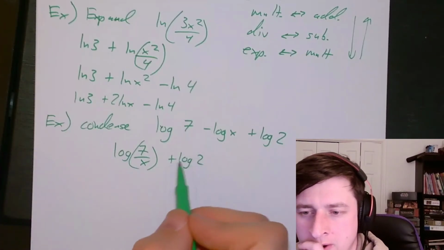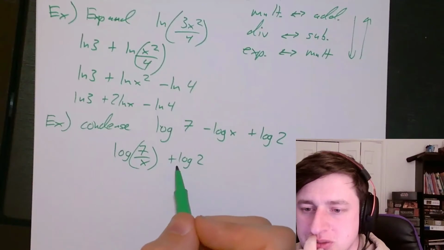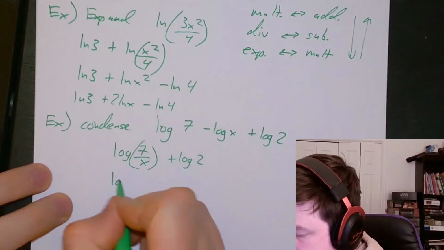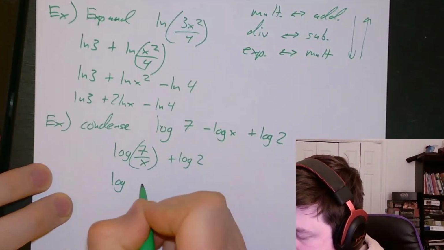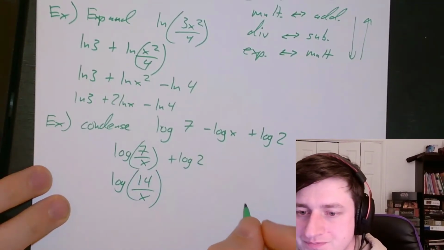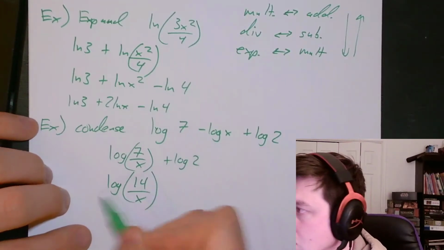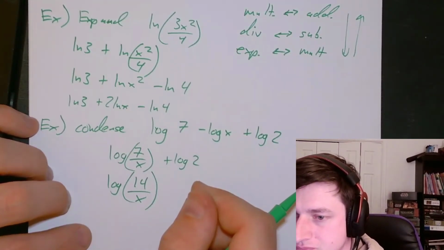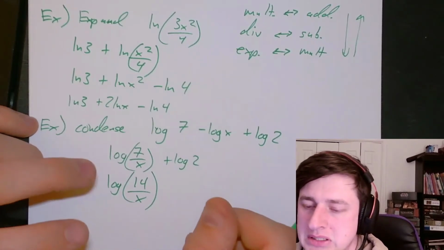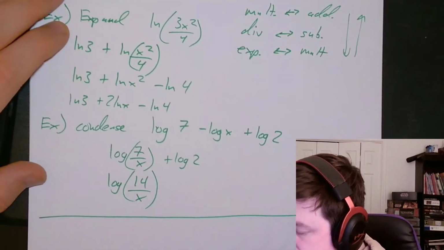And then this addition becomes multiplication. Log 7 times 2 is going to be 14 over x. And that would be our final answer. We condense these 3 logarithms into a single logarithm. Why would we want to do that? It'll probably make solving easier in some cases.